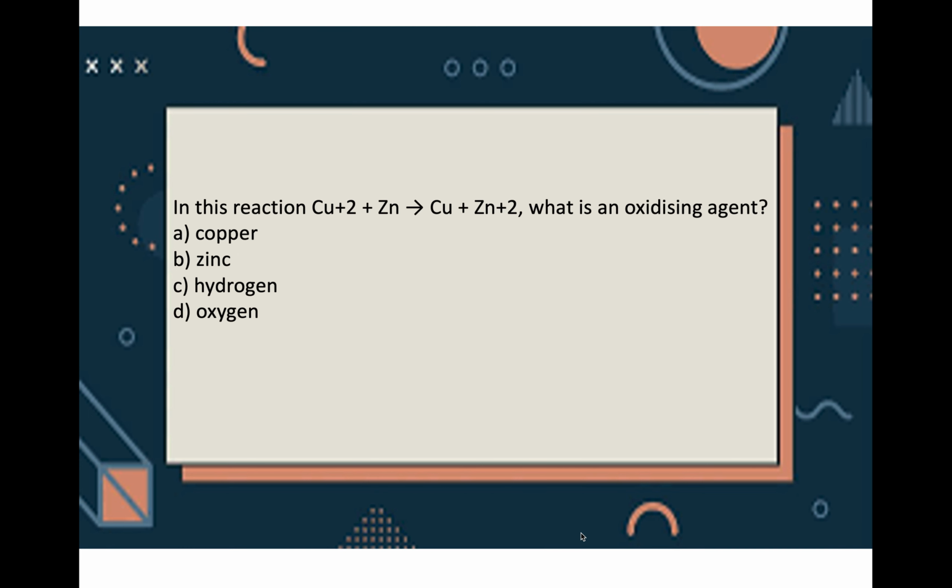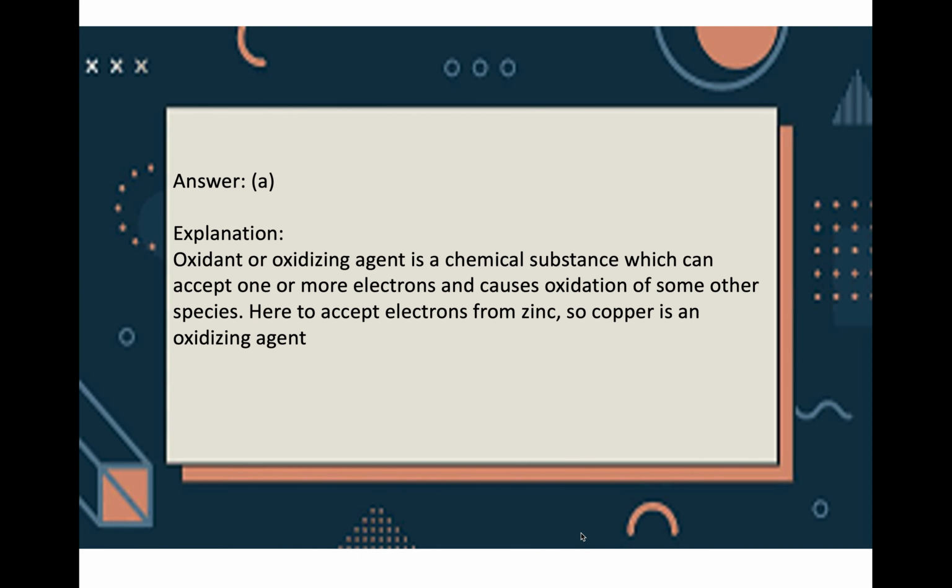Next question: in the reaction Cu2+ plus Zn gives Cu plus Zn2+, what is the oxidizing agent? Is it copper, zinc, hydrogen or oxygen? The option is A, copper. Why? An oxidant or oxidizing agent is a substance which can accept one or more electrons and thereby causes oxidation of some other species. To accept electrons from zinc, copper is acting as an oxidizing agent.